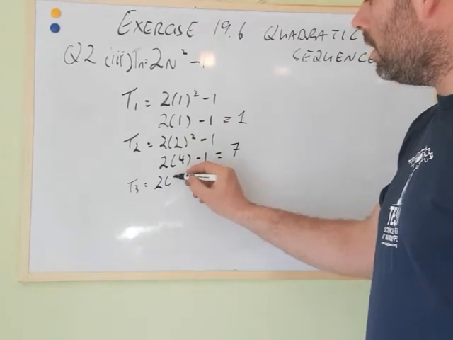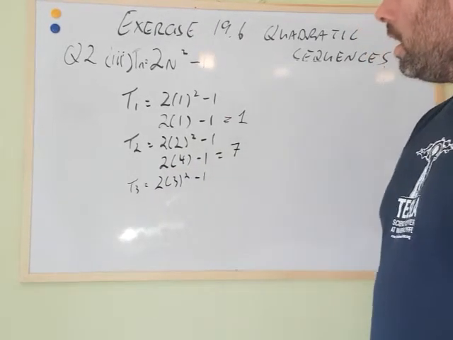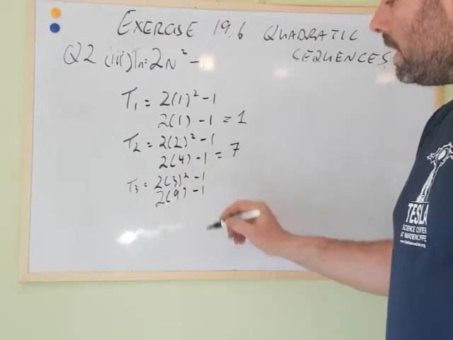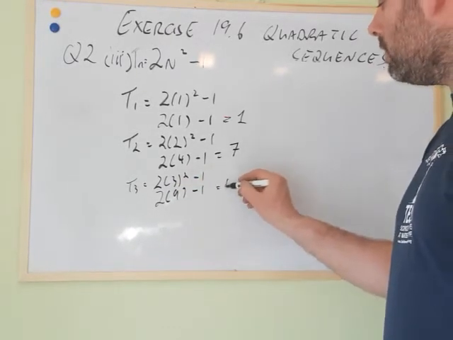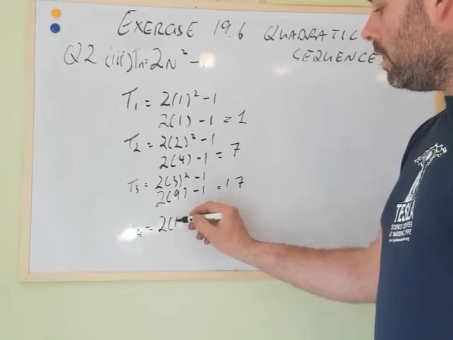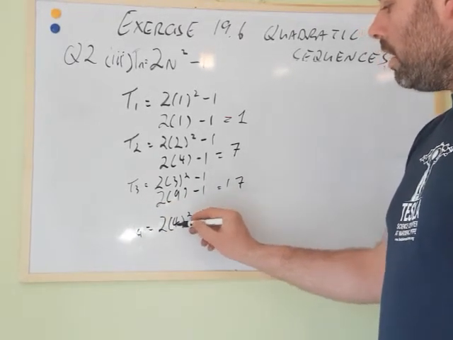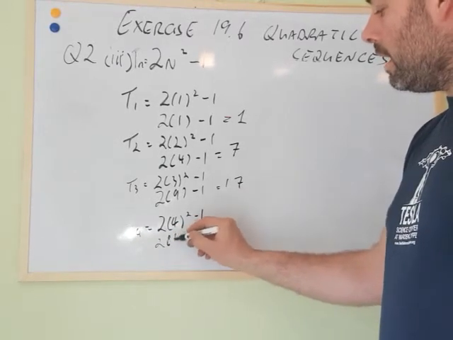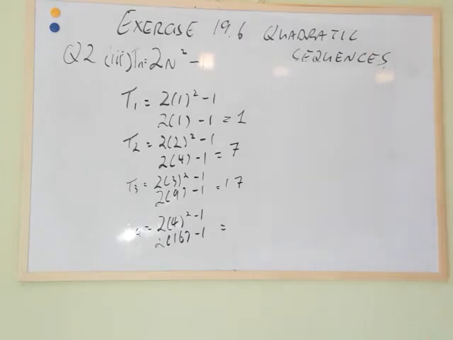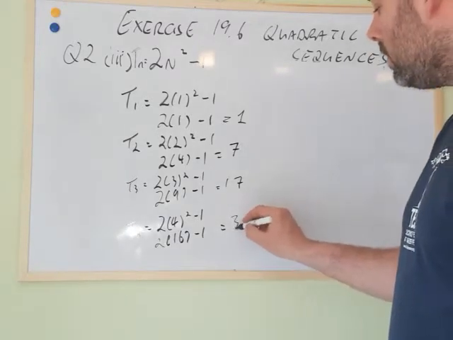T3. 3 squared is 9. So the sum is now 2 times 9, which is 18 minus 1 is 17. And then T4. 4 squared is 16. So it's 2 times 16 minus 1. 2 times 16 is 32 minus 1 is 31.